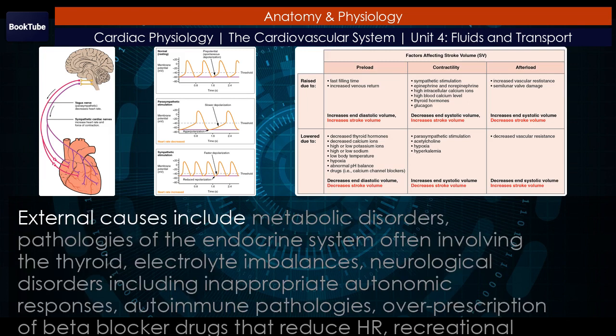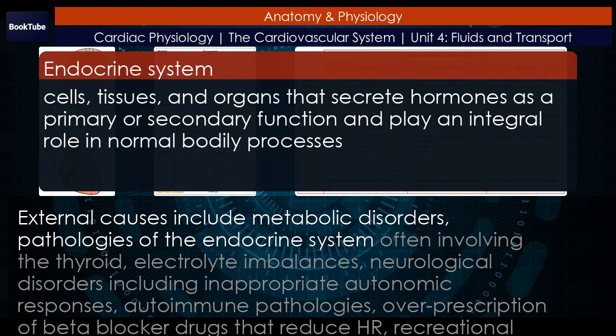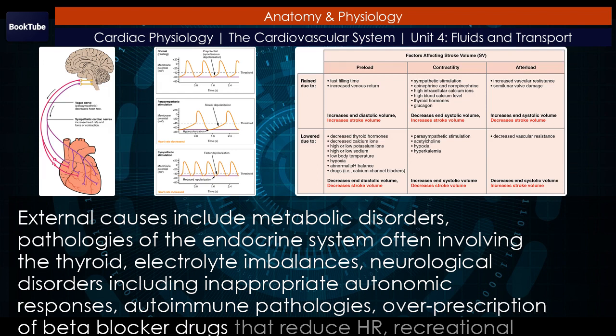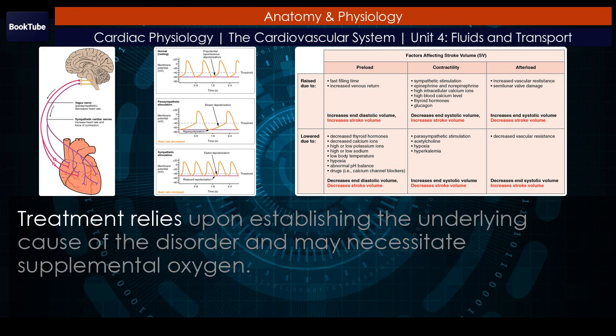External causes include metabolic disorders, pathologies of the endocrine system often involving the thyroid, electrolyte imbalances, neurological disorders including inappropriate autonomic responses, autoimmune pathologies, overprescription of beta-blocker drugs that reduce HR, recreational drug use, or even prolonged bed rest. Treatment relies upon establishing the underlying cause of the disorder and may necessitate supplemental oxygen.